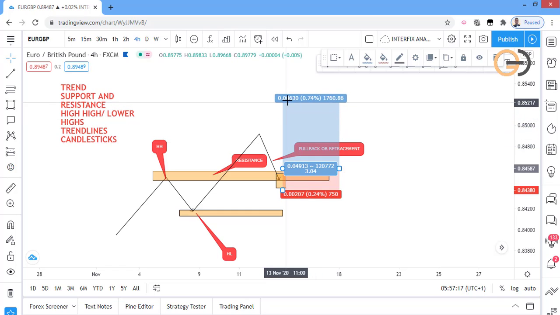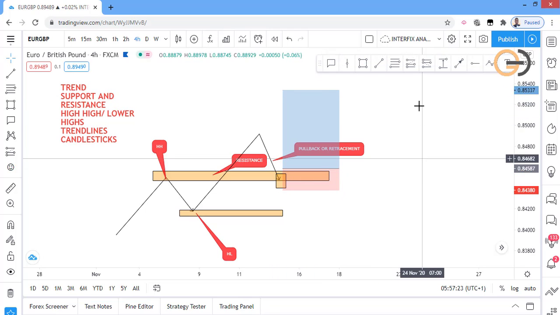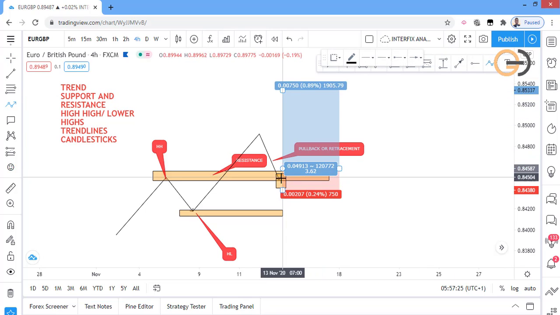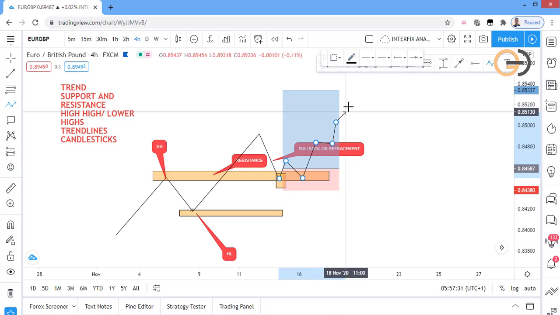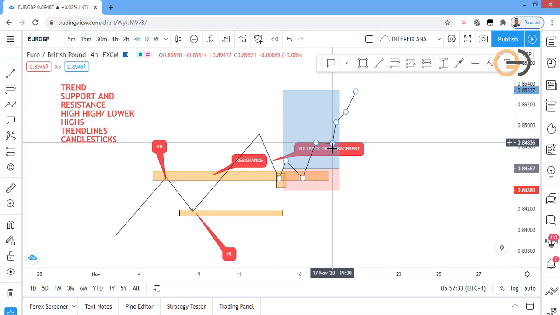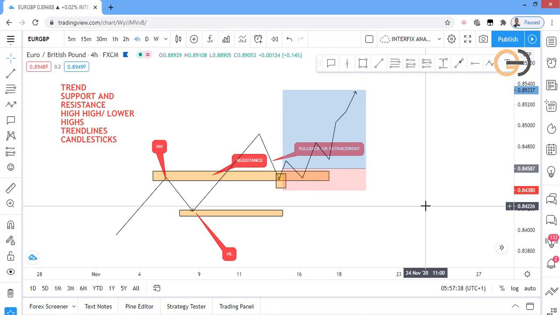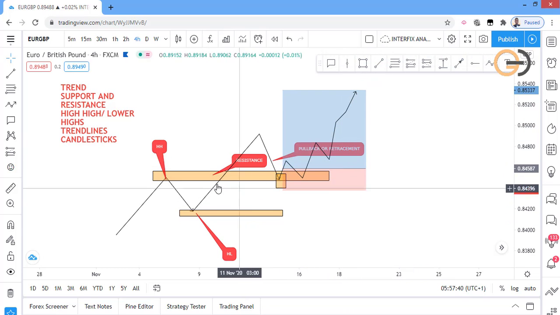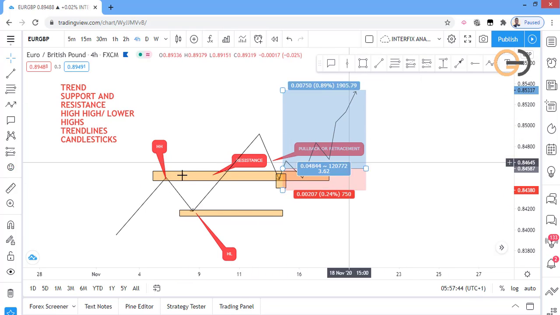Then, depending on the risk management plan, you take maybe a 1 to 3, and then you see that the price will now move in our favor, creating the trend up, and then boom, we hit our take profit. Alright, so at the end of the day, we have made money trading. So this is the concept we are going to be trading.